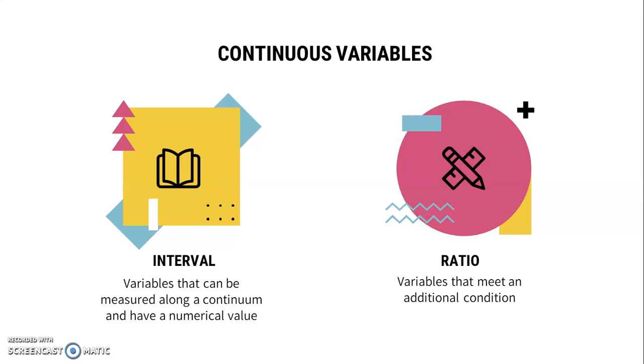The second type of continuous variables is ratio variables. Ratio variables are variables that meet an additional condition. The name ratio reflects the fact that we can use the ratio of measurement, but with the added condition that 0 of the measurement indicates that there is none of the variable. An example: the temperature measured in degrees Celsius or Fahrenheit is not a ratio variable because 0 degrees Celsius doesn't mean that there is no temperature.